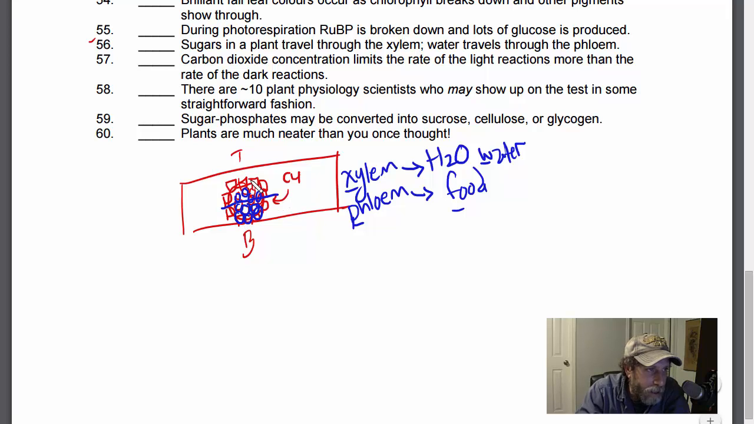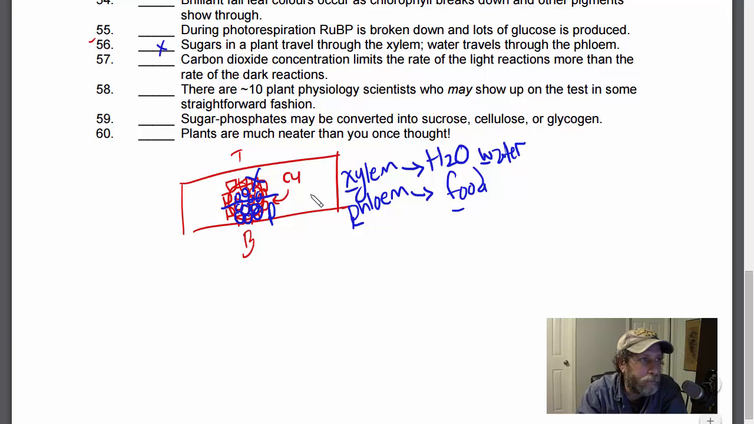Within this, some of this is xylem tubes carrying water. Some of them are phloem. They just happen to go side by side. All right. So sugars in a plant travel through the xylem. Water travels through the phloem. This is backwards then. So this is wrong.